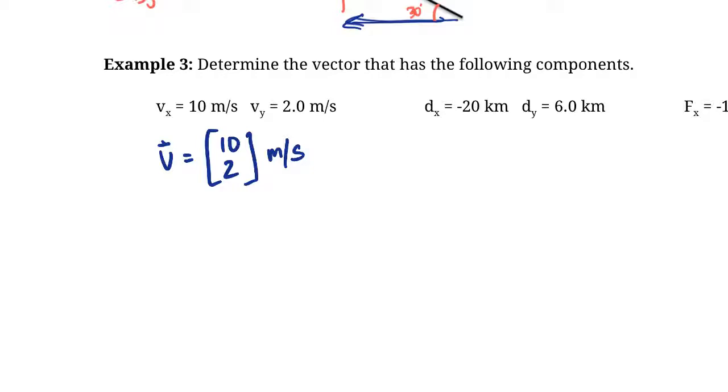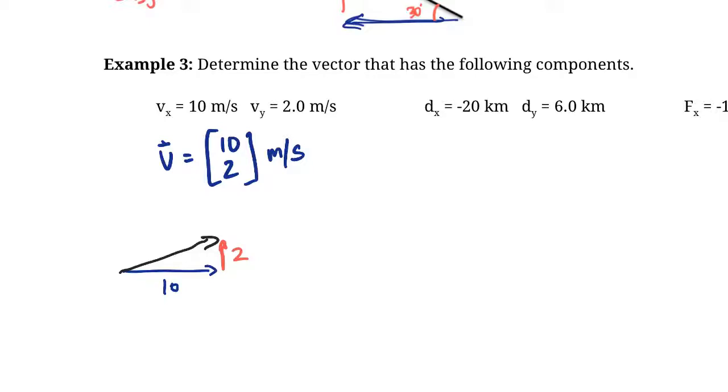Well, if it goes 10 in the x direction and 2 in the positive y direction, the resultant vector is going to go from the beginning to the end of that, right? We know that this is 10. We know that this is 2. So the question is, how can we determine the vector? What I mean by determine the vector is, what's the direction and magnitude of this vector?